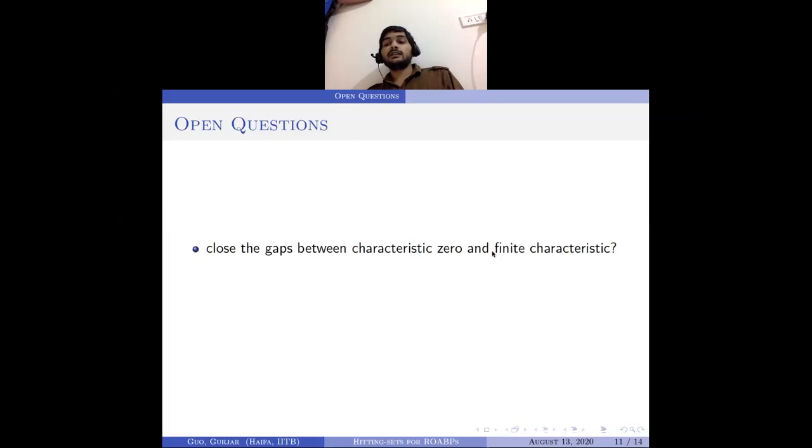We have many results where there is a significant gap between characteristic 0 and finite characteristic. So we would like to fill this gap. Secondly, a polynomial size hitting set for ROABPs is a big open question. Even if you assume that the number of variables is very small, let's say logarithmic in the width, even then it's open.